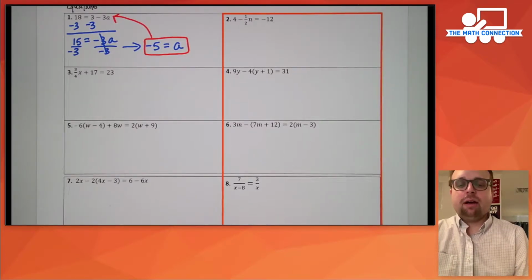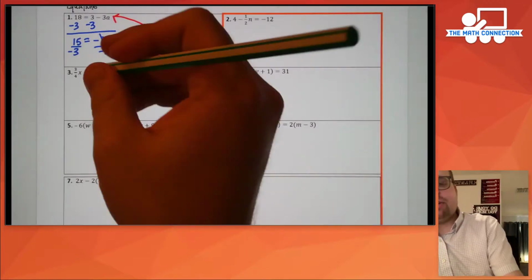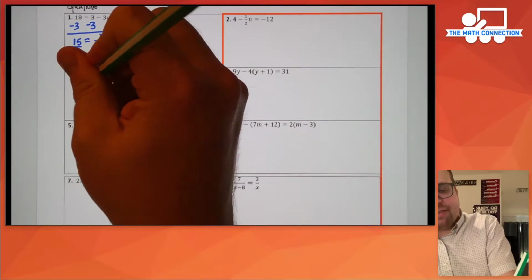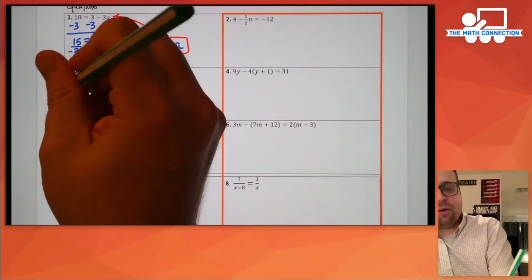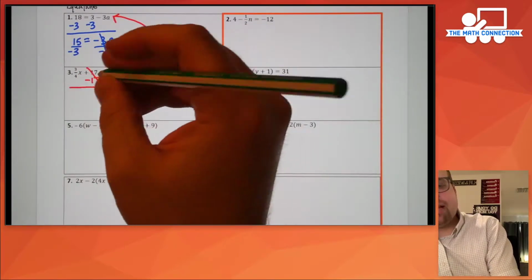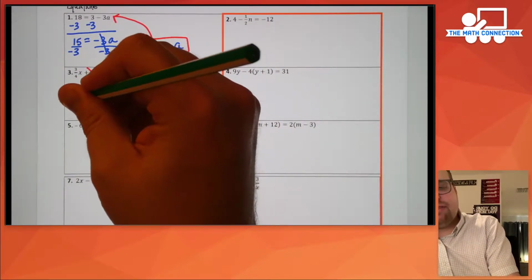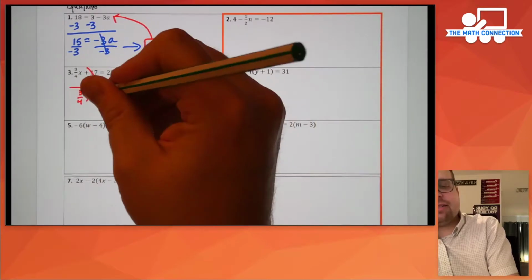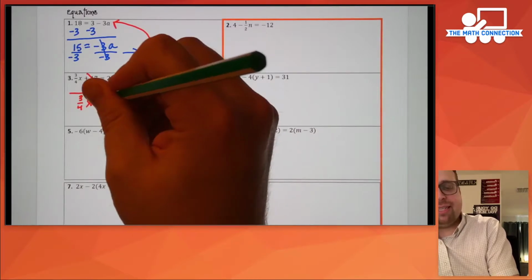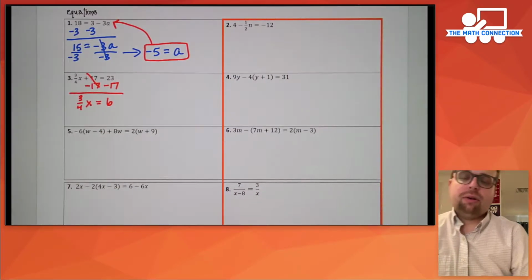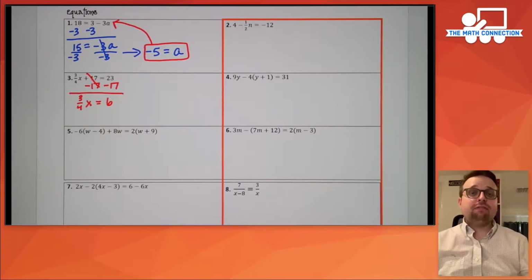Number 3, first things first, I'm going to use opposite operations to take 17 away from both sides, and that's going to cancel out. And what I'm left with here is 3/4 times x equals, and the difference between 23 and 17 is 6. Now, how do I get rid of fractions?